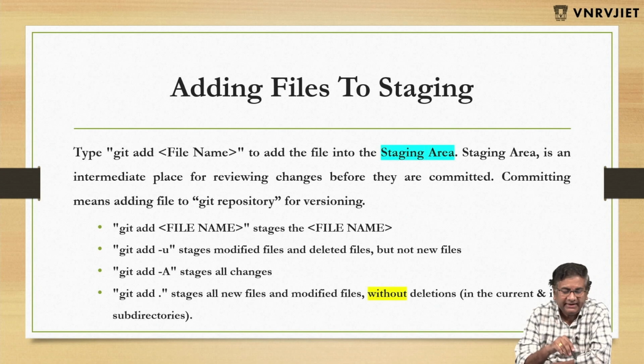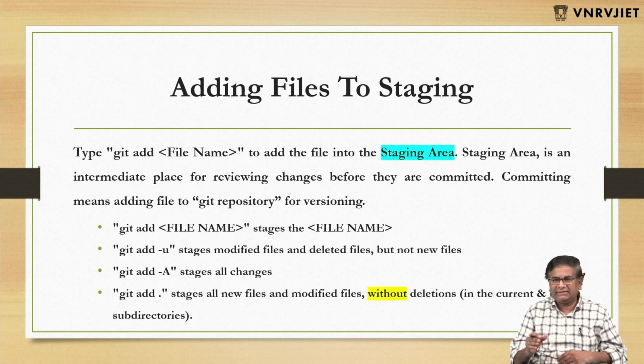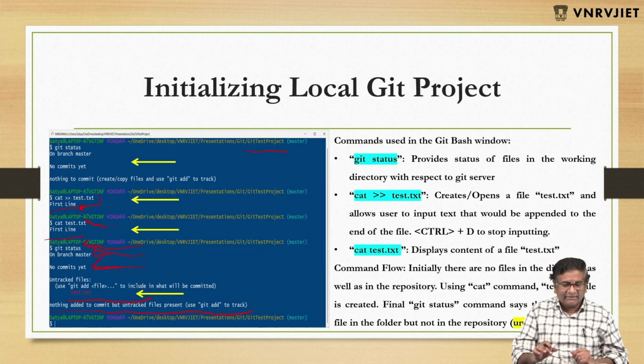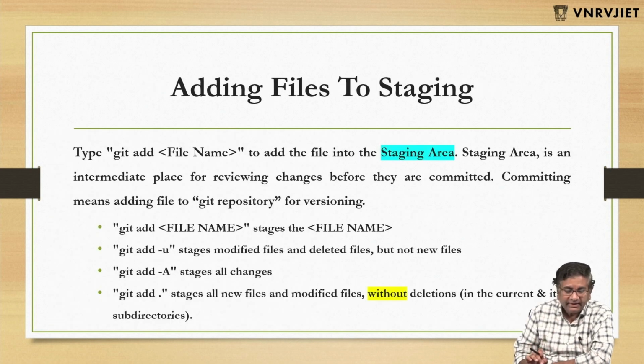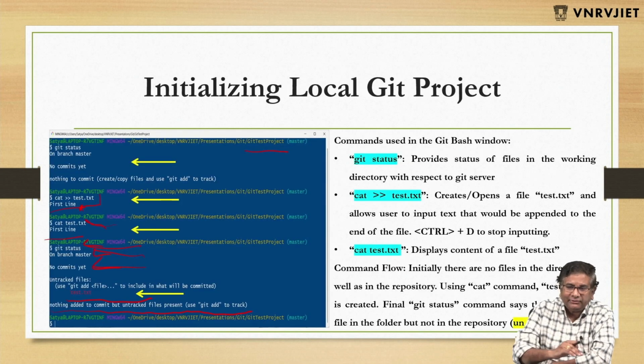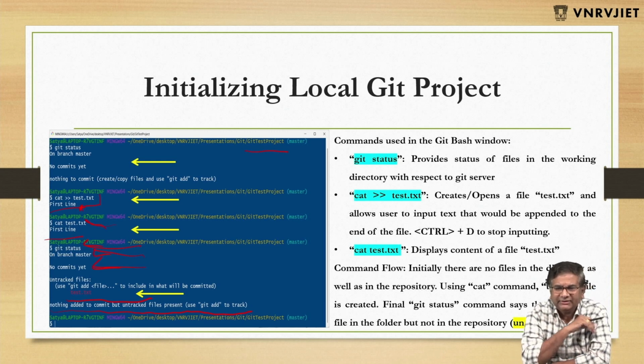The next slide is adding files to staging. Now what is staging? The way Git works, putting a file into the Git server happens in two steps, not one. For example, in this slide, we have created a file called test.txt. Initially, this is not associated with the Git repository, the actual Git server. I want to associate it with the Git server. The association is done in two steps. First, the file has to be put into a staging area. It's like an intermediate.